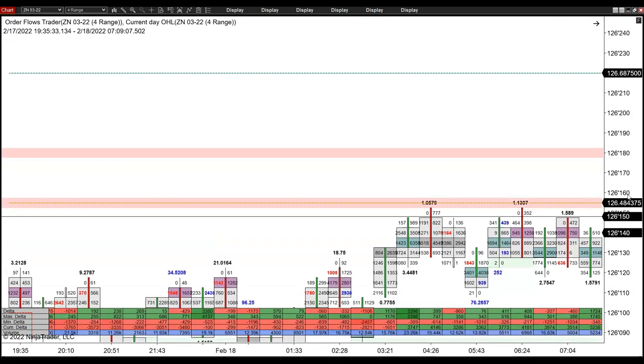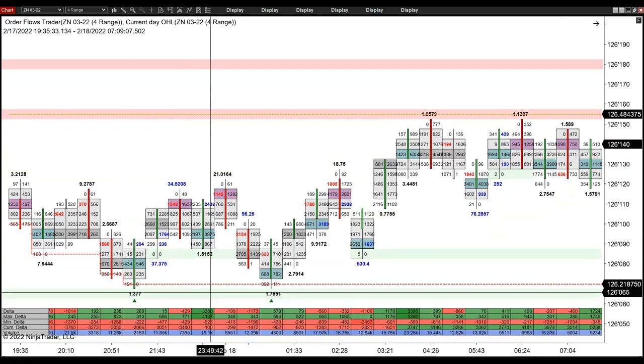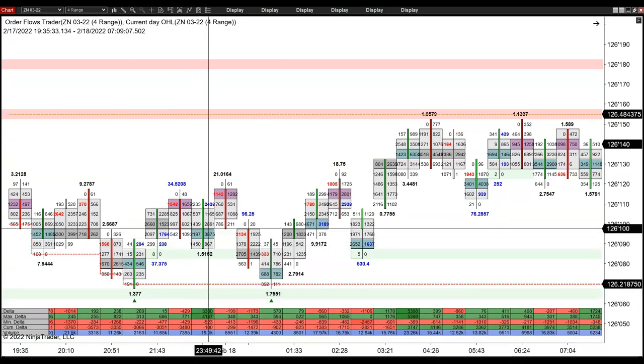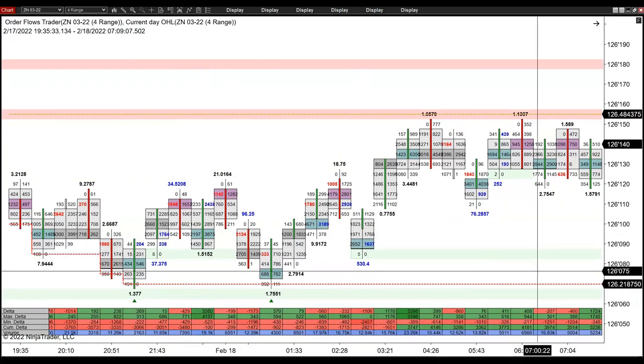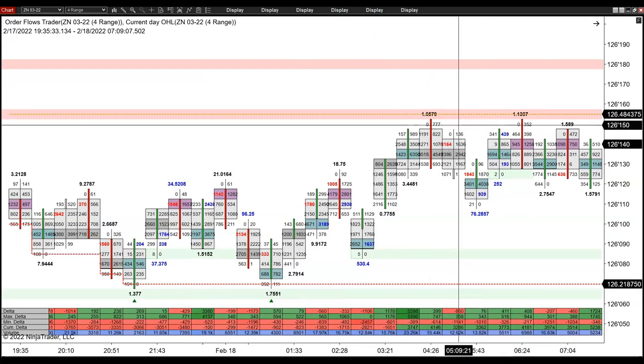Look at this. Here's an area right below the low of the day. Got within a tick here, okay? Didn't happen. There's another zone here. Again, these two zones, it got within a tick. There's different ways to trade it.